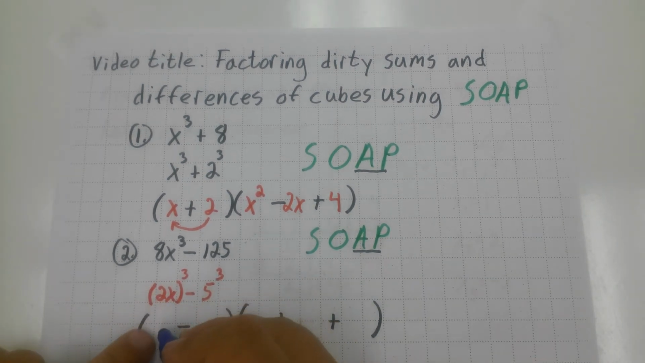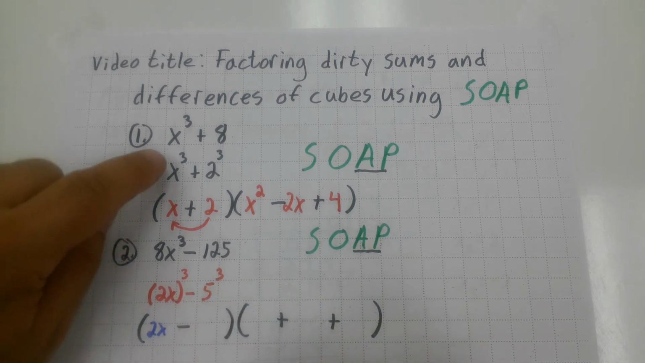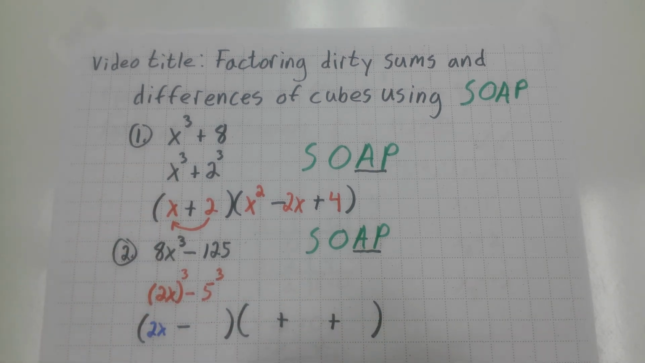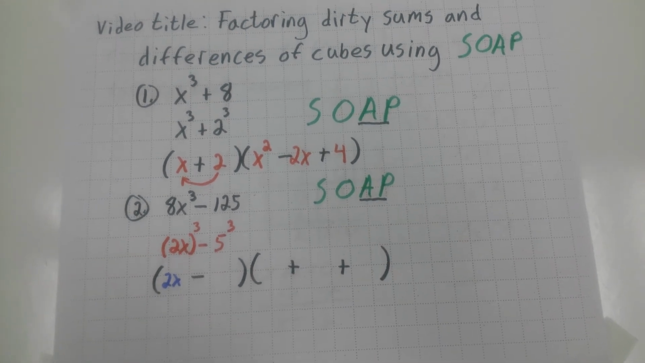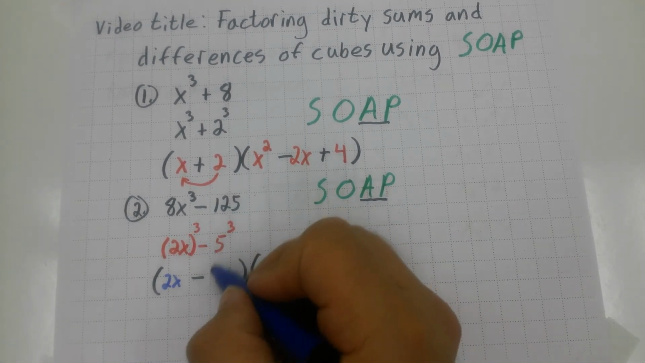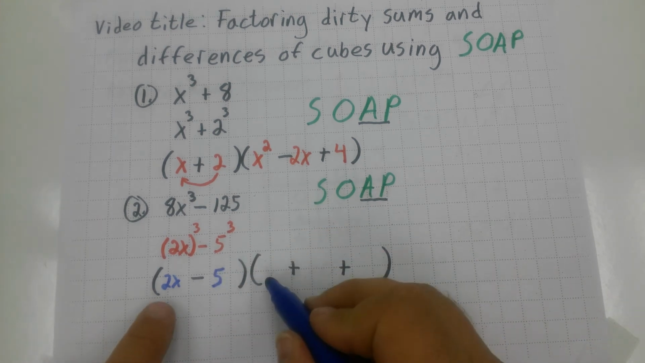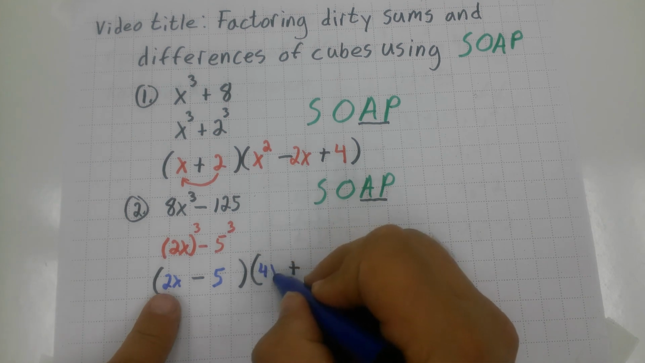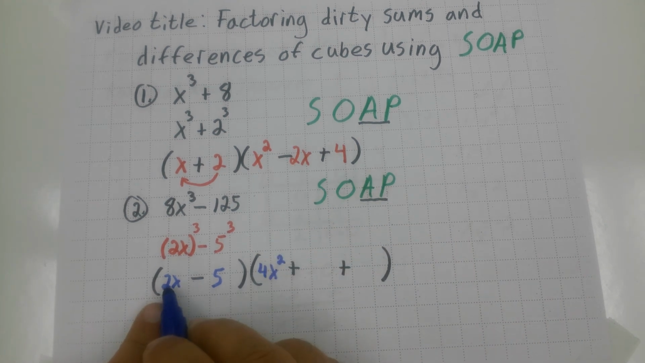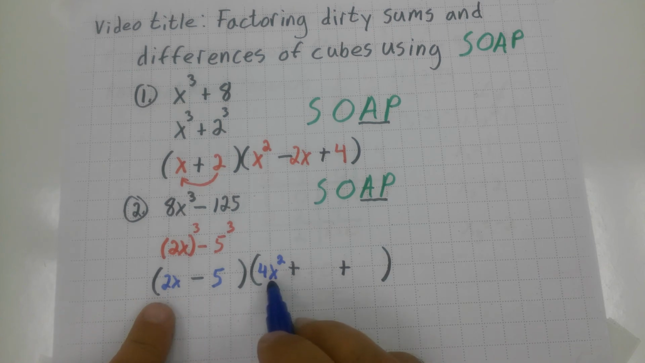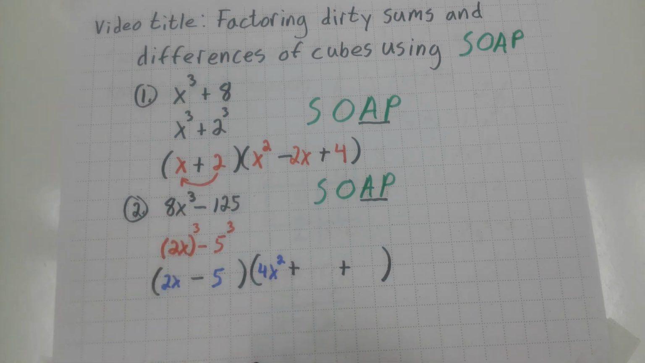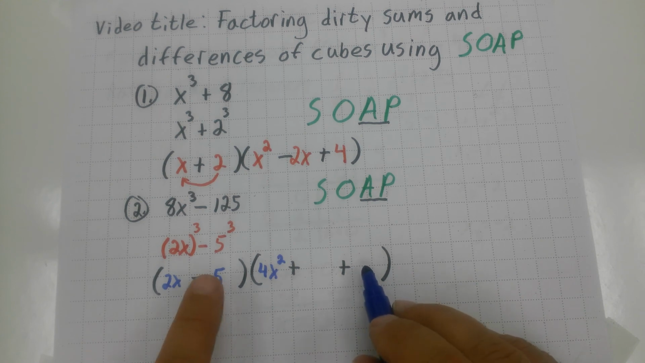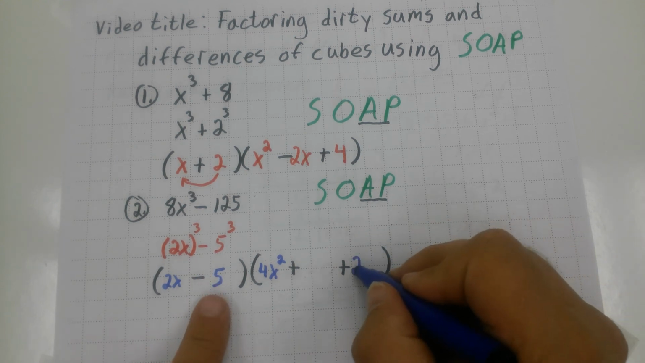The 2x falls right down here. Before, the x just fell down. Now I have a more complicated version. But the 2x just falls right into place, and the 5 falls down. Now, for this place where this term is, you do 2x times 2x. Well, 2x times 2x is 4x squared. And you can test this. What's 2x times 4x squared? Well, that's 8x cubed.